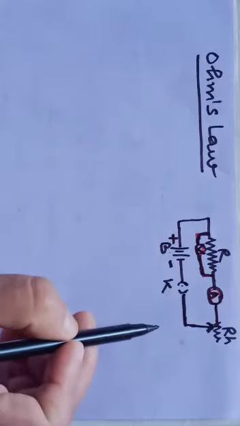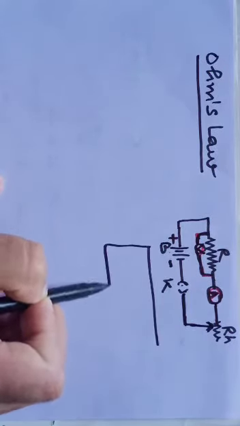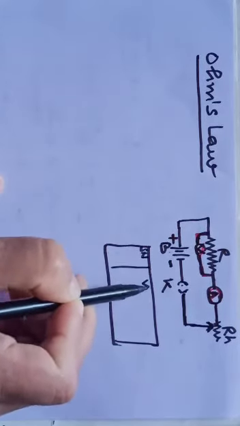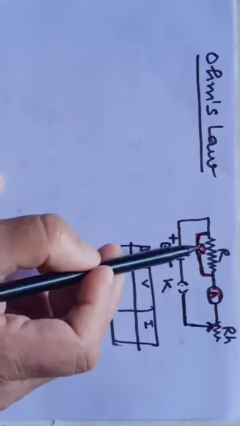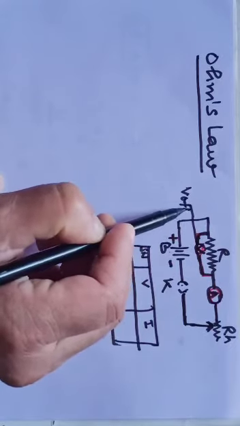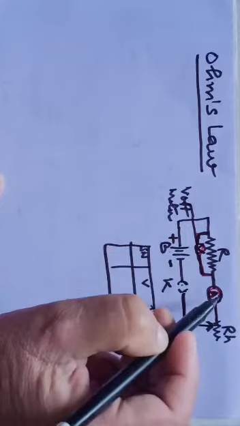So, if we apply a voltage, this is the serial number, suppose, voltage and current. Now voltage is recorded by this voltmeter. This is voltmeter. And this is ammeter.